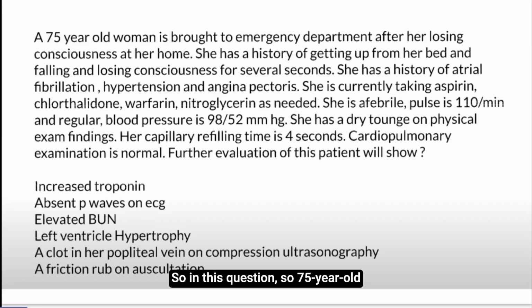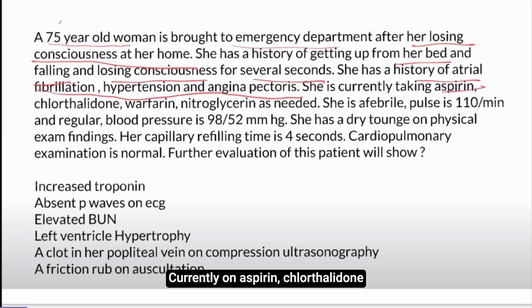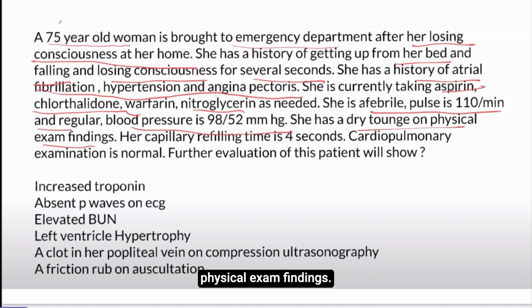Okay. So in this question, a 75-year-old woman is brought to the emergency department after losing consciousness at home. She has a history of getting up from bed and falling and losing consciousness for several seconds. She has a history of atrial fibrillation, hypertension, and angina. Currently on aspirin, chlorthalidone, warfarin, nitroglycerin. She is afebrile, pulse is 110, regular. Blood pressure is 98/52. She has a dry tongue on physical exam. Capillary refill is 4 seconds, and cardiopulmonary examination is normal.